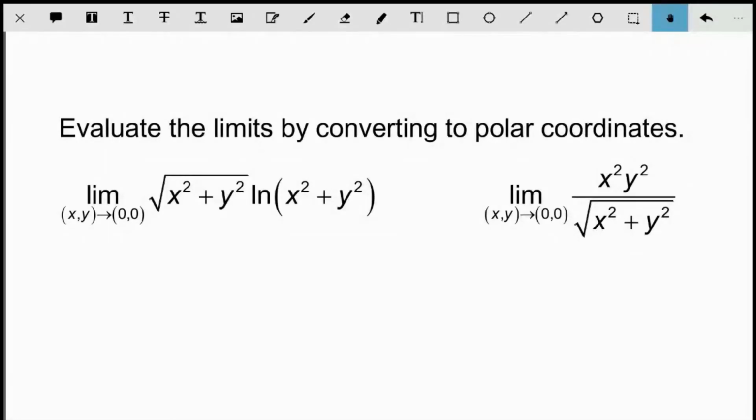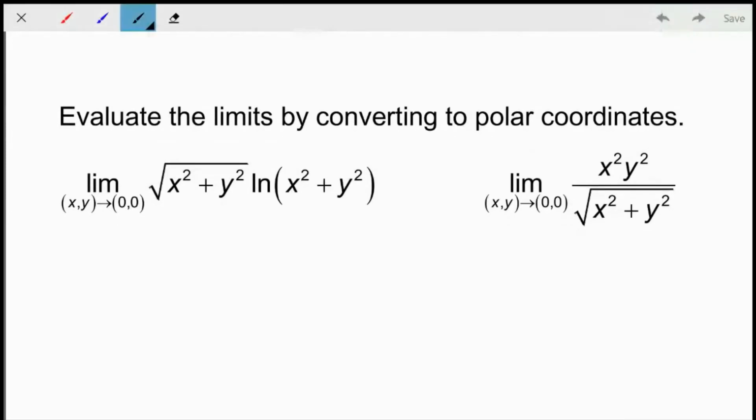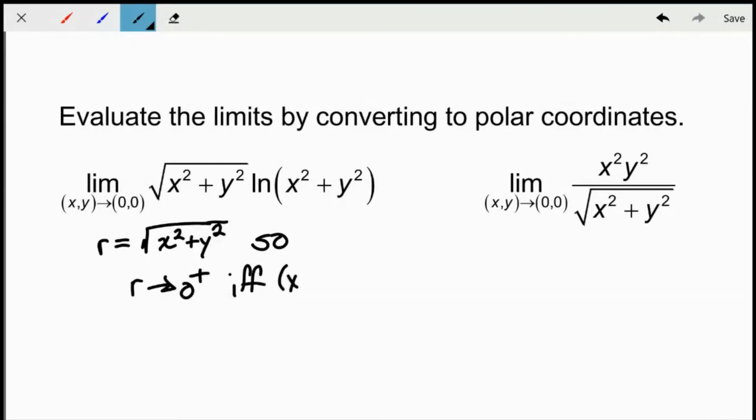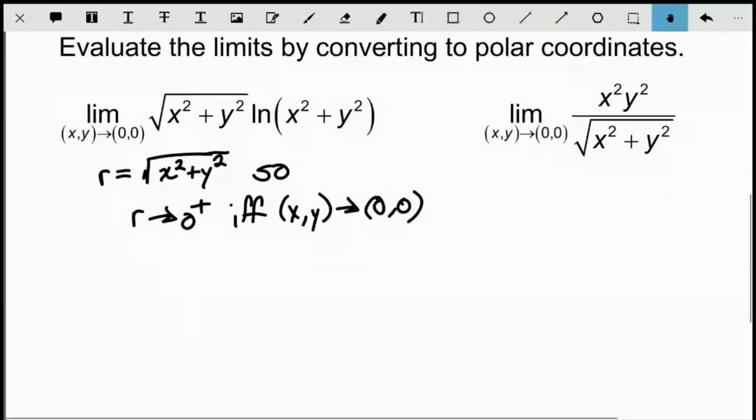So we have this limit as (x, y) approaches (0, 0), and you can see that if we did direct substitution into this, we would actually get 0 times infinity, or 0 times an undefined value. So what I need to do is think about the fact that r is equal to the square root of x squared plus y squared. What that basically tells me is r approaches 0 from the right if and only if (x, y) approaches the point (0, 0). So that's the substitution that I'm going to use.